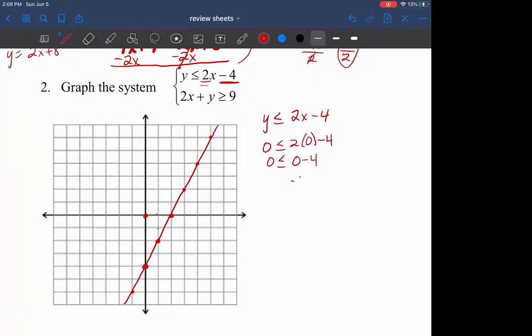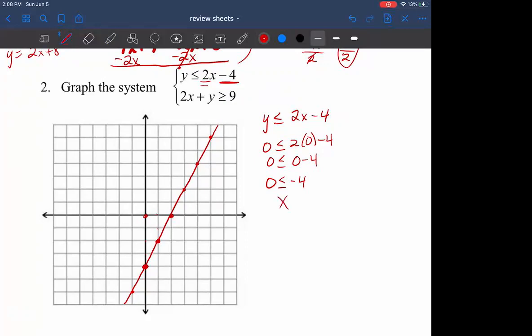0 take away 4 makes -4. And now that we just have 2 numbers with an inequality in the middle, we check to see if this is true. Is 0 less than or equal to -4? It's clearly not equal, but it's also not less than -4. 0 is greater than all the negative numbers. So this is not true.